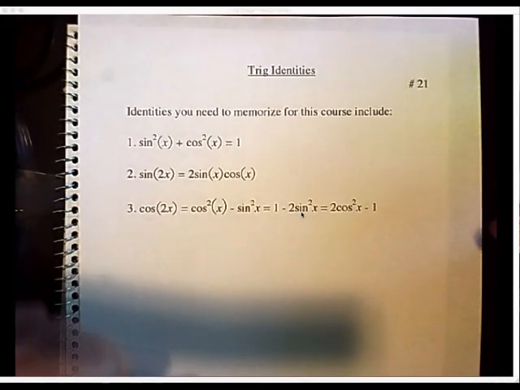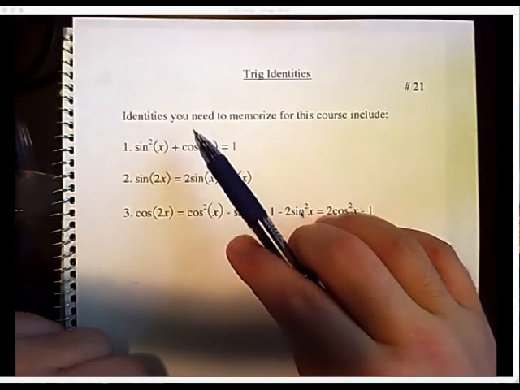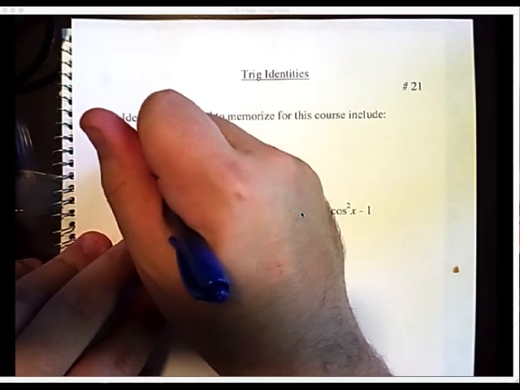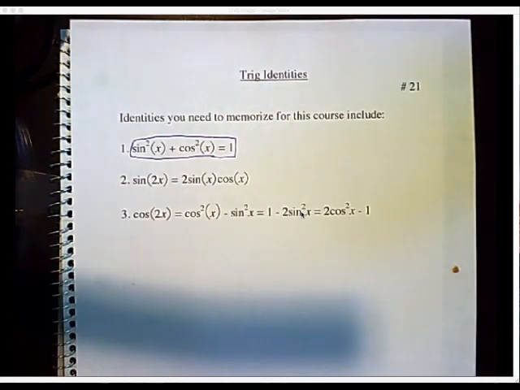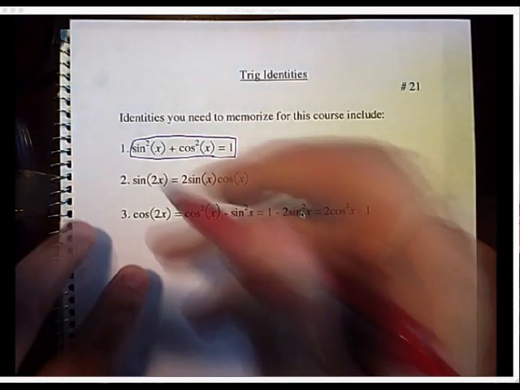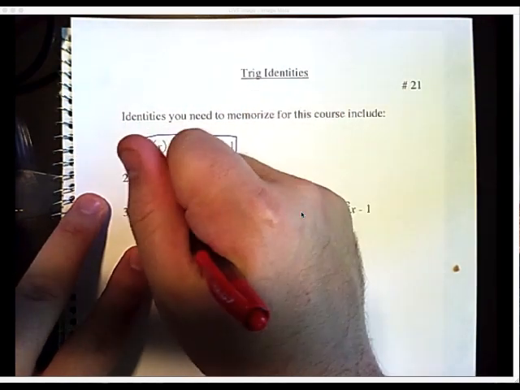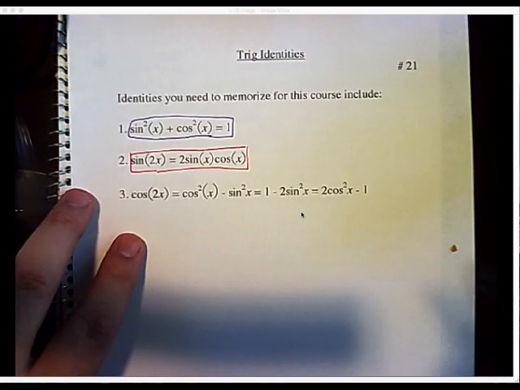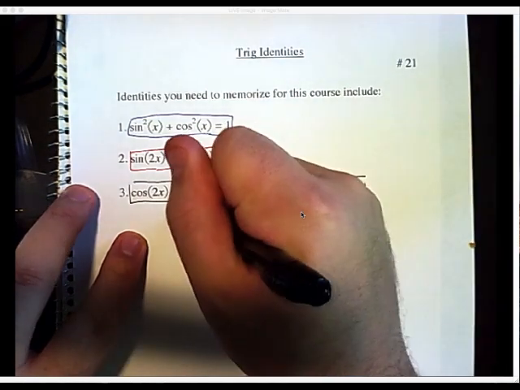Guys, this is note card number 21. This is a very straightforward note card. There's no packet associated with it. It just says identities you need to memorize for this course include the very basic one of the Pythagorean identities, the double angle formula for sine, and the double angle formula for cosine, and it can be written several ways.